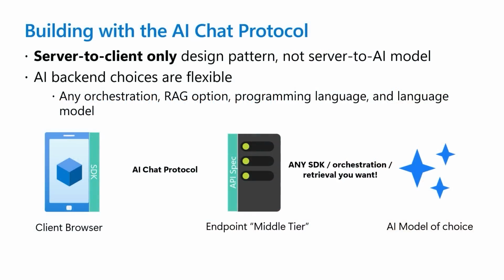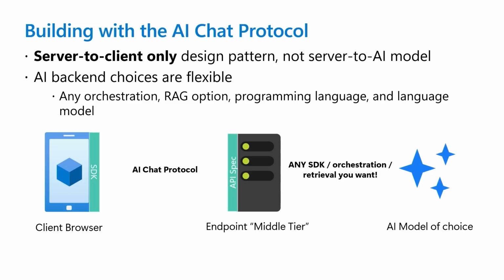When building with the AI chat protocol, it's important to note that it's a server to client only design pattern, not server to AI model. This means that all of your AI backend choices are flexible. You can use any orchestration, such as LangChain or semantic kernel. You can use any RAG option, such as Azure AI Search or something like PG Vector. You can use any programming language you'd like, and also any language model you'd like.